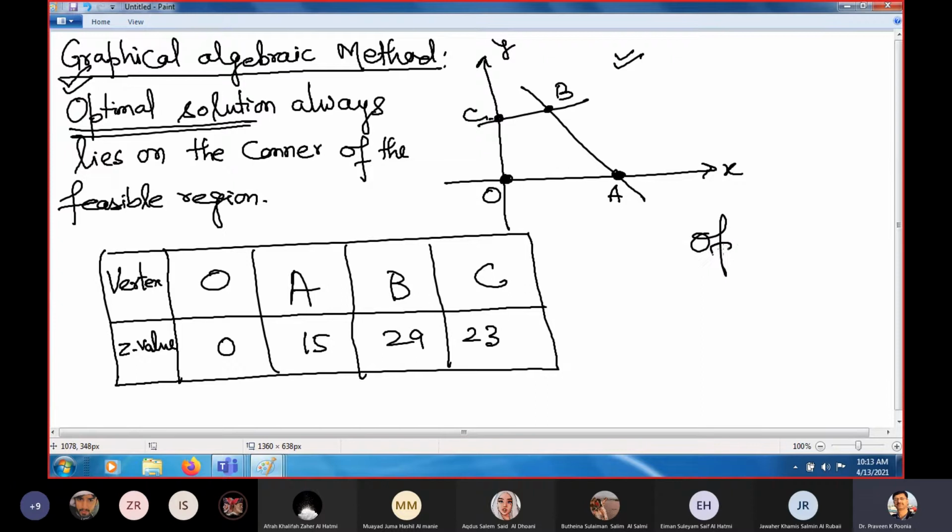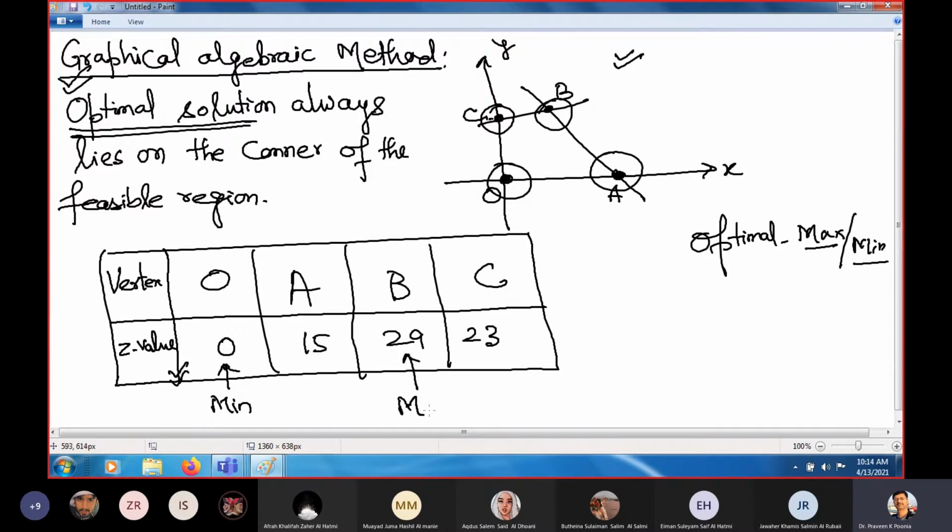What do you mean by optimal? The optimal meaning is either maximum or the minimum. So optimal solution always lies at the corner, corner 1, 2, 3, 4. So we calculate the value of Z. So we can calculate this is the minimum value and we can say this is the maximum value. Clear? We are not drawing any iso profit or iso cost line.